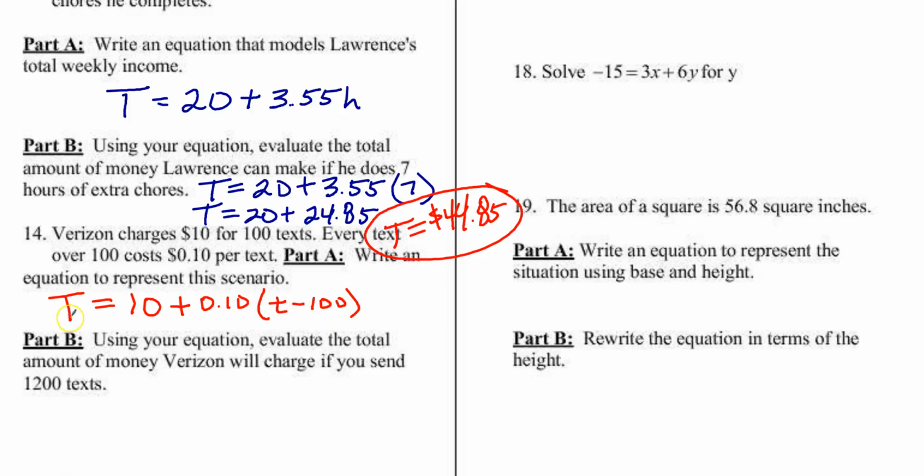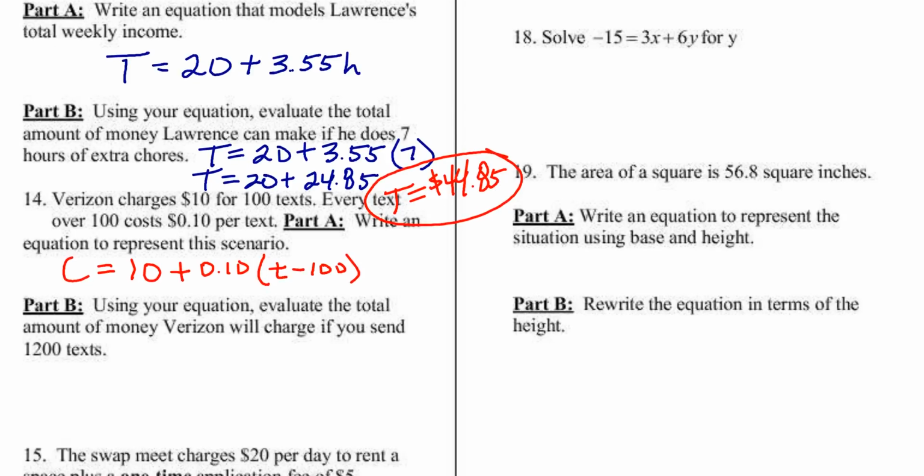So we have big T to represent the total, little t to represent the texts. Probably could actually rewrite that instead of a T, we could put a C there for the cost. Make it a little clearer.